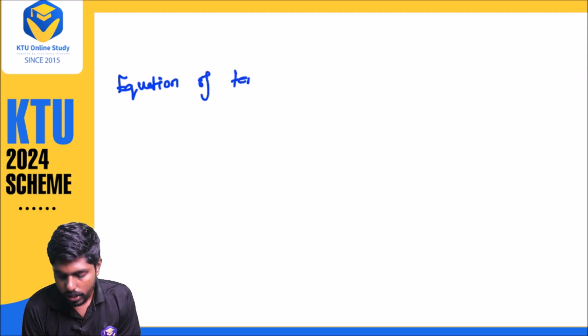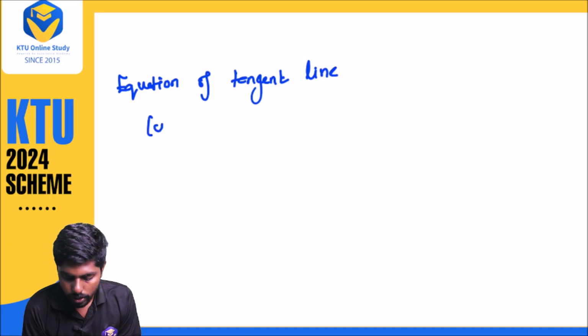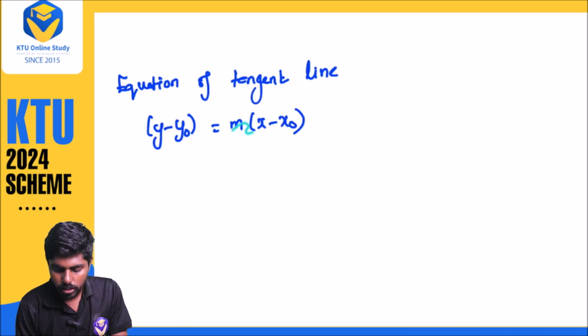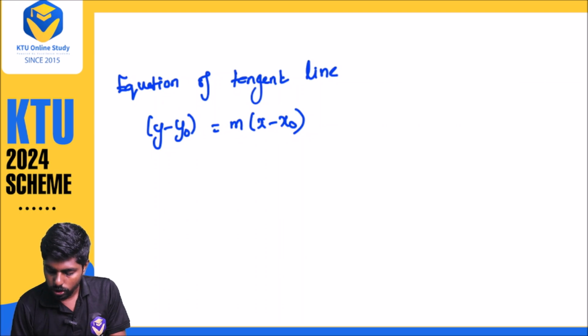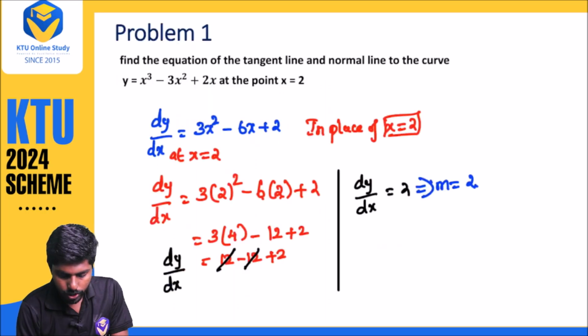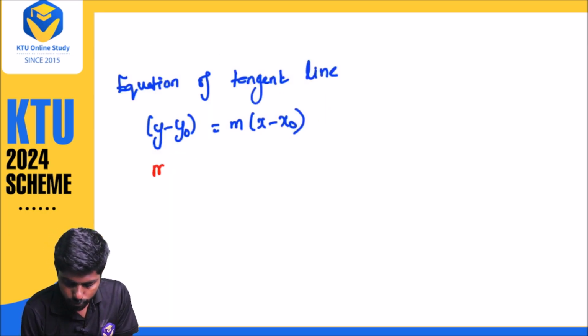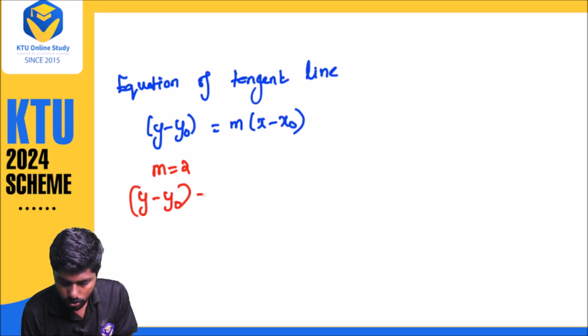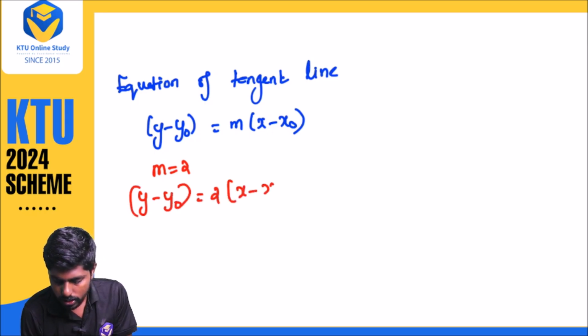Equation of tangent line is y minus y naught is equal to m into x minus x naught. So what is m? We know that m is equal to 2. So m is equal to 2. So how will it become? y minus y naught is equal to 2 into x minus x naught.